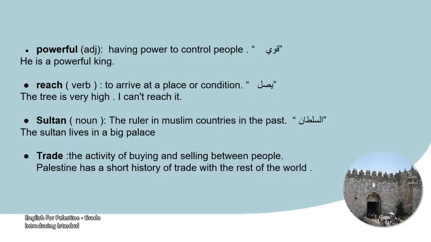Reach, it's a verb, to arrive at a place or condition. Example, the tree is very high. I can't reach it. Continue. Sultan. Sultan is a noun and he is the ruler in Muslim countries in the past. Example, the Sultan lives in a big palace. The last one, trade. Trade is the activity of buying and selling between people. An example, Palestine has a short history of trade with the rest of the world.